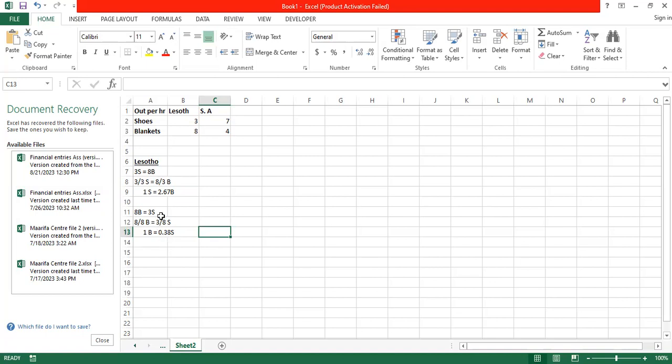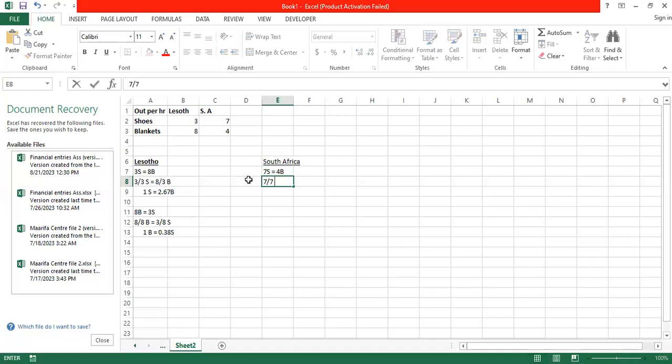It is cheap. But of course, in order for you to completely come up with a very good conclusion there, you want to do it also for South Africa. So let's put South Africa on the side there. All right, so South Africa, we can start with shoes. So we can match these. So it's going to be 7S. So 7S is going to be equal to what? It's going to be equal to 4B, right?